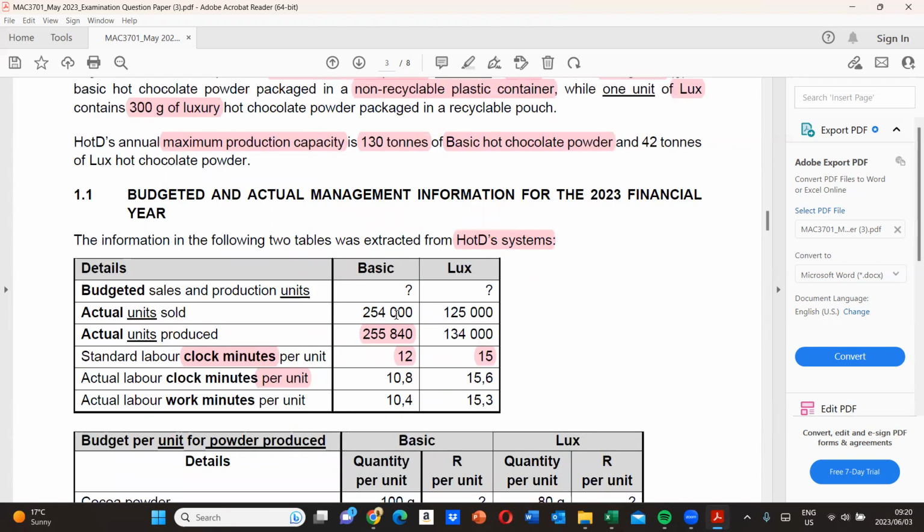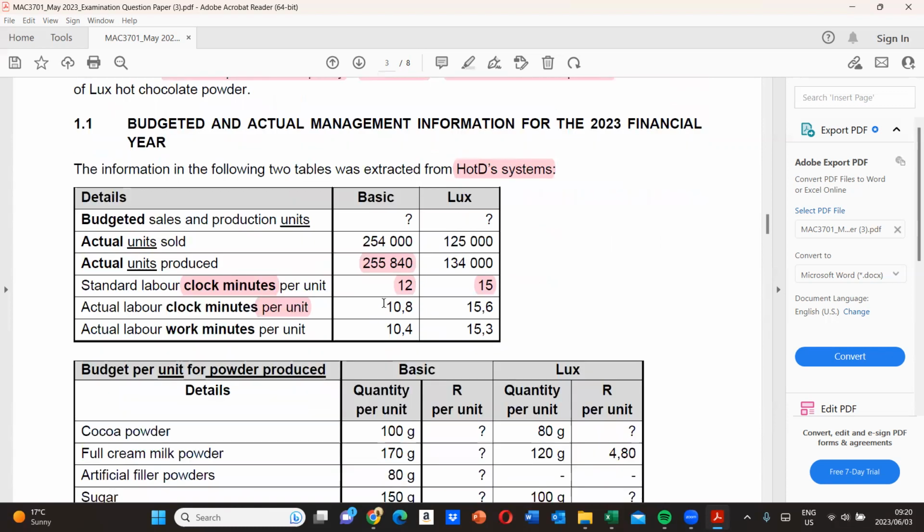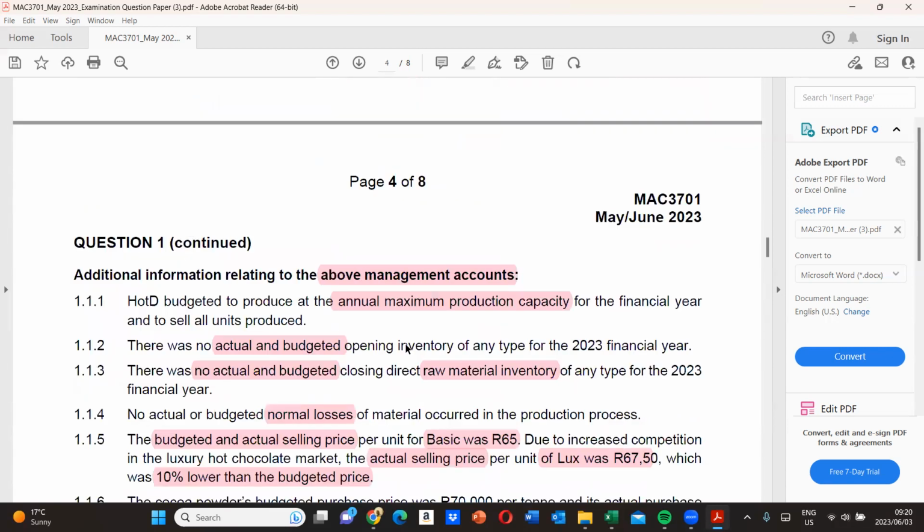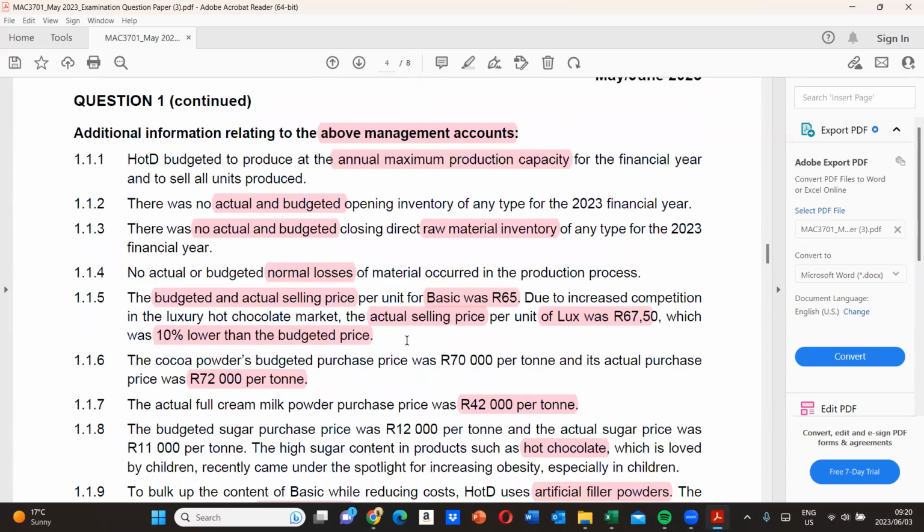Actual units sold, 254 and then 125. These are the actual units that they actually sold, but we don't have the budget. So that's still fine. I'm sure we can still do the calculation in regards to that as well. So let's do the calculation of the budgeted units.